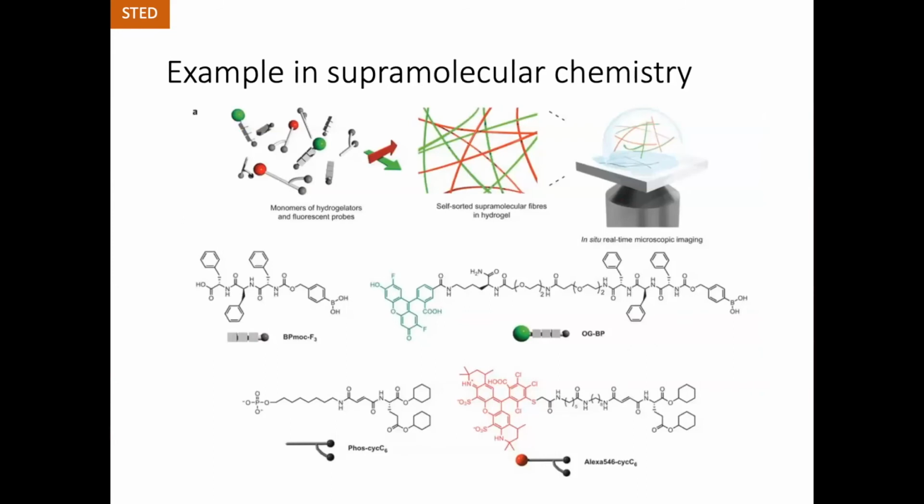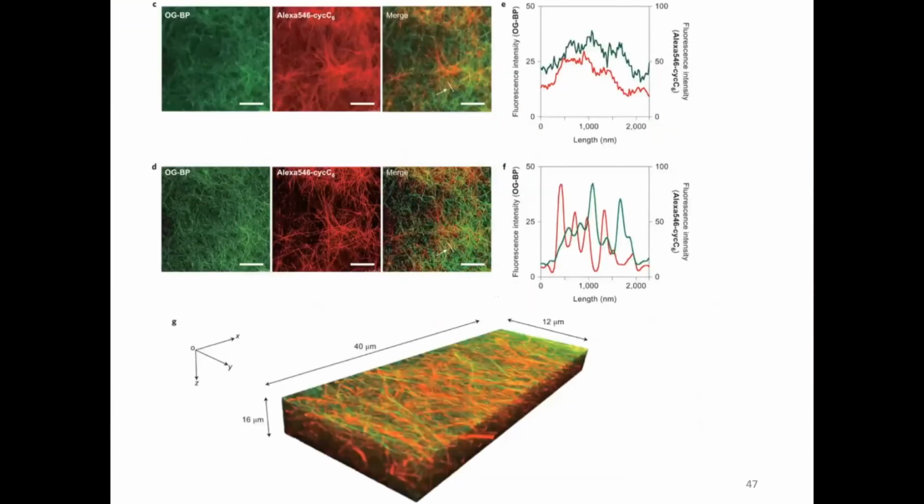Also, this technique has now been used in supramolecular chemistry, for example. So here you have an example where you get supramolecular fibers and they self-sort, which means they do not co-assemble between green fibers and red fibers. And using quite standard dyes, we can now image these fibers. So here you see 3-dimensional imaging, again, of the, let's say, normal way of imaging versus the super resolution technique. And you can even do that in 3 dimensions.